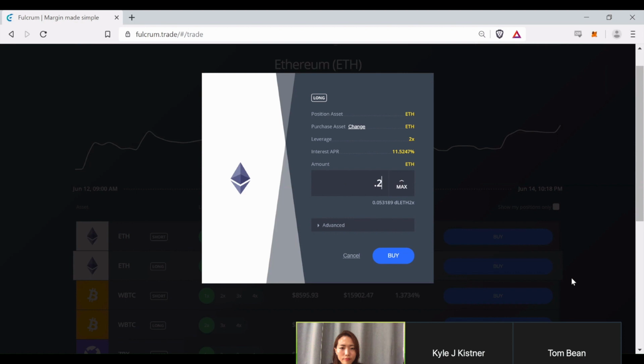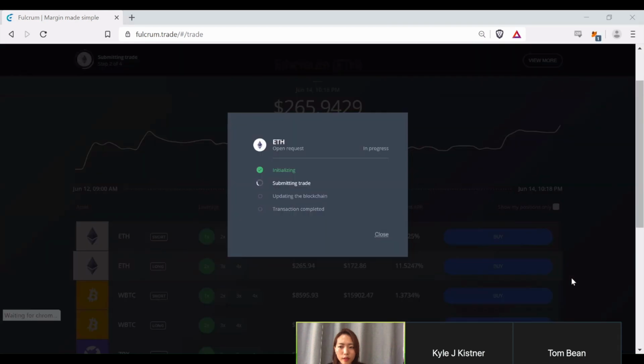So if I'm buying 0.2 ETH worth of this 2x long, that's giving me 0.4 ETH exposure total. So it's like I'm holding 0.4 ETH. And I hit buy. MetaMask comes up. I say, okay, and that's it.